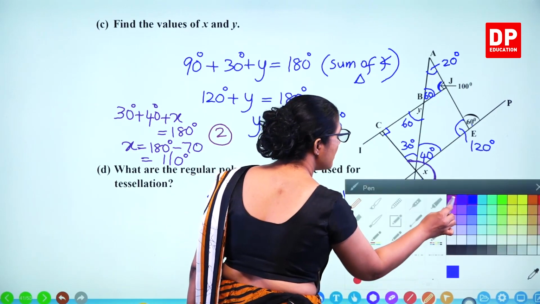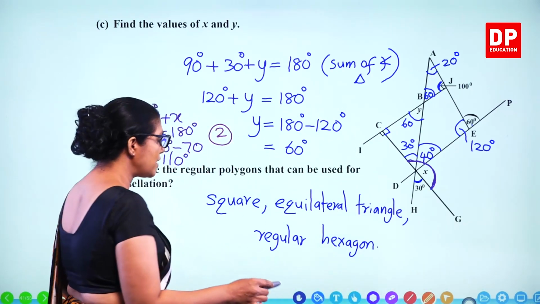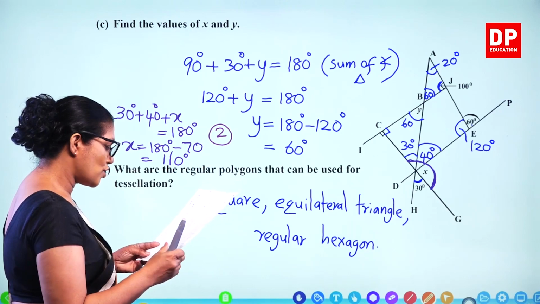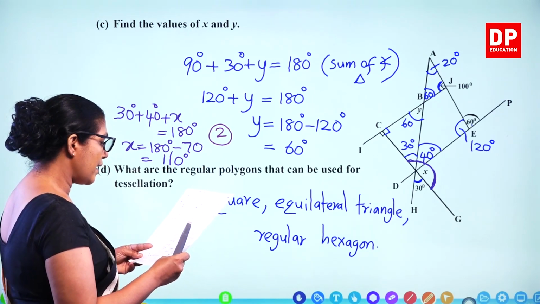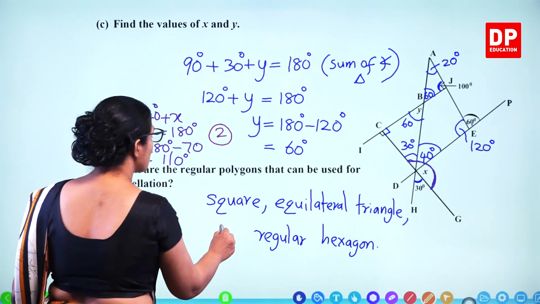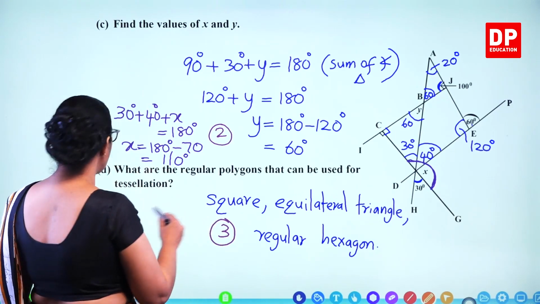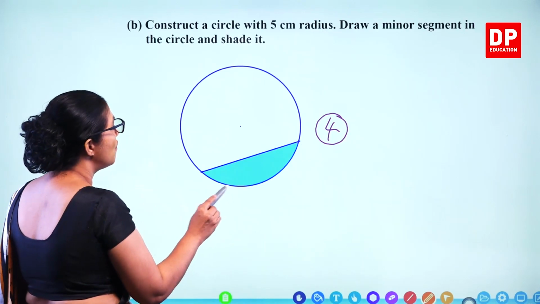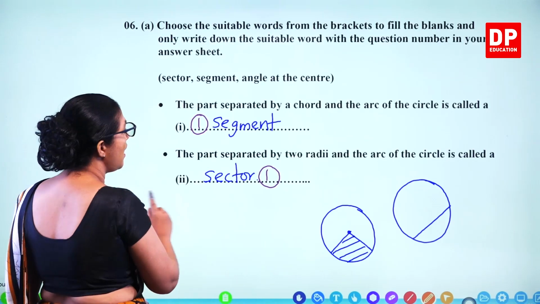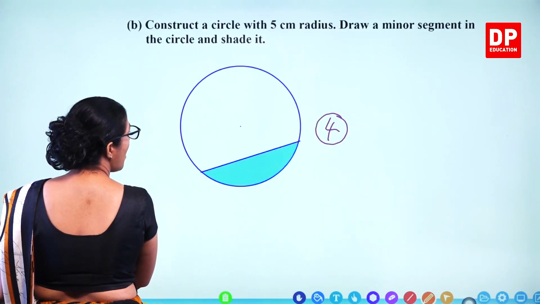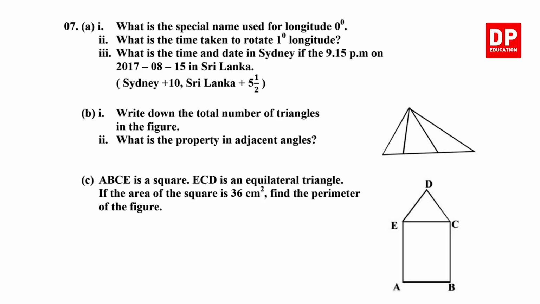So those are the 3 shapes we can use for tessellation. Regular tessellation: square, equilateral triangle and hexagon. 3 marks for that. So we gave all together 3 plus 2, 5, 4, 9 and 2, 11 marks. So let's take question number 7. This is the last question.